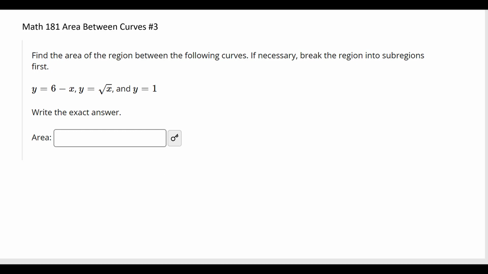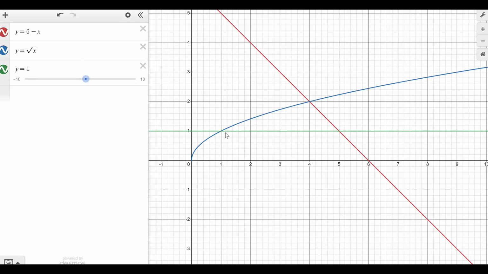And I put this in Desmos here, and you can see the y equals 1 is the green one. This blue curve is the square root of x, and this red line down here is going to be your 6 minus x, as you can see over there. So we have a few things to look at. First of all, we know that this region starts at x being 1. At x being 4, 2 is where it crosses, so 4 is the number we want. And then it's done here at 5.